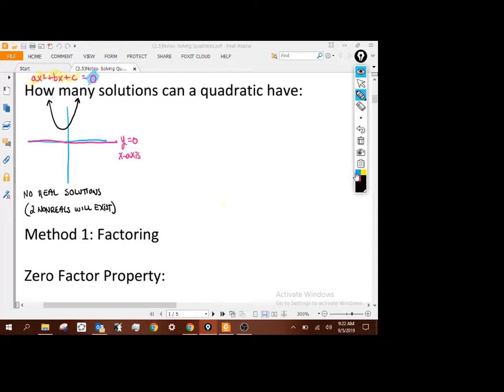The second situation is when we have our parabola do something like this. It's a terrible parabola. Okay, so I tried to draw it so it touched. It's going to touch your x-axis one time and one time only. Do you remember the word from geometry that we would use to say touches one time and one time only?